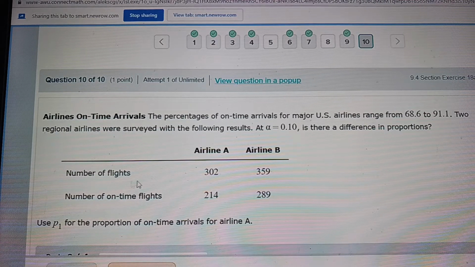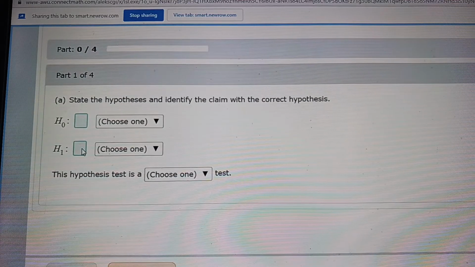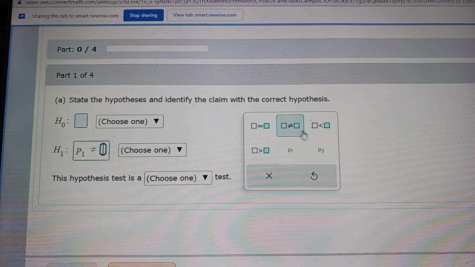So they had 302 flights in airline A, and were you on time? 214 said yes. Well, maybe this was before they have all the airline problems right now that they're having. Airline B, 359, they asked, and 289 said yes, we're on time. Is there a difference in their proportions? So that's saying that they're different from each other.